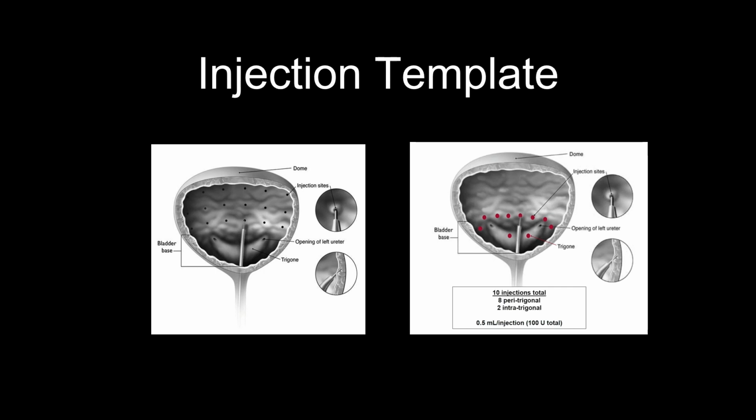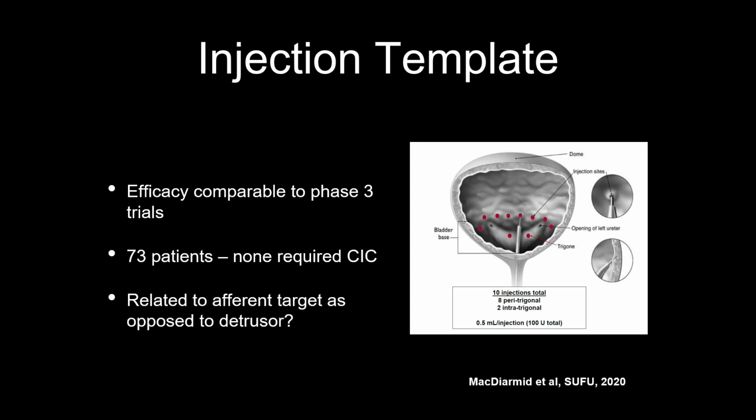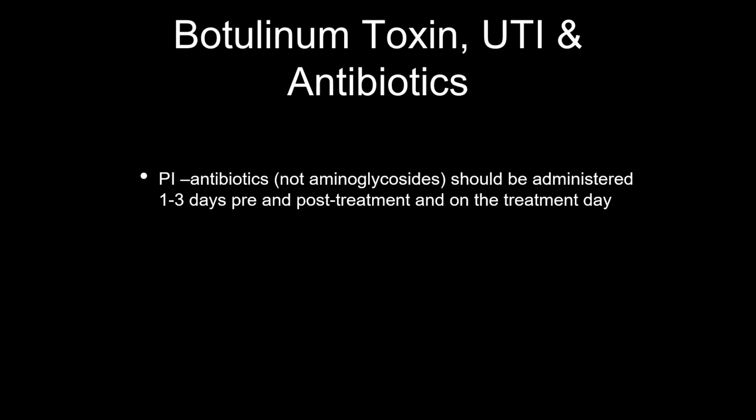So this is kind of the idea of that alternative paradigm. And when you look at it, there's been one study that looked at this. It was sponsored, of course, by Allergan, and they thought the efficacy, in terms of comparing it to the initial phase 3 trials, was similar. Not one patient required intermittent catheterization. So something to think about if you want to rethink your paradigm in terms of your injection template. You want to try something different. So I often do try to get some Trigon.